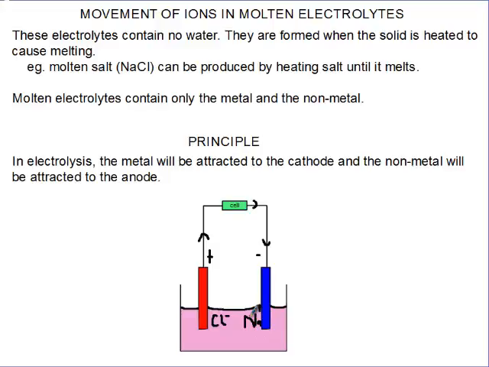So in the molten electrolyte, there are no new elements. The ions in there are the same ions that formed the solid. For example, in the solid salt, sodium chloride is in there. But once we heat it up, no new elements are going to be added. We're going to have the same sodium and chlorine in there.